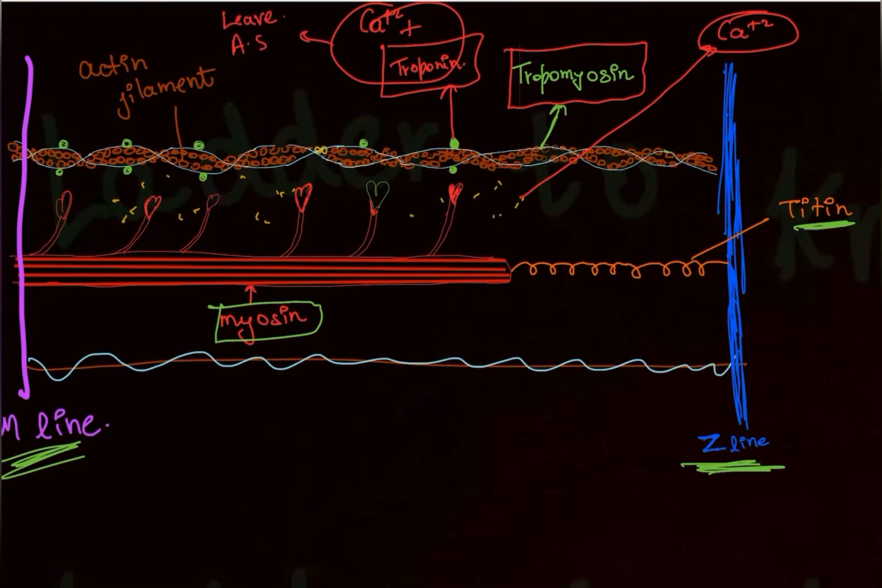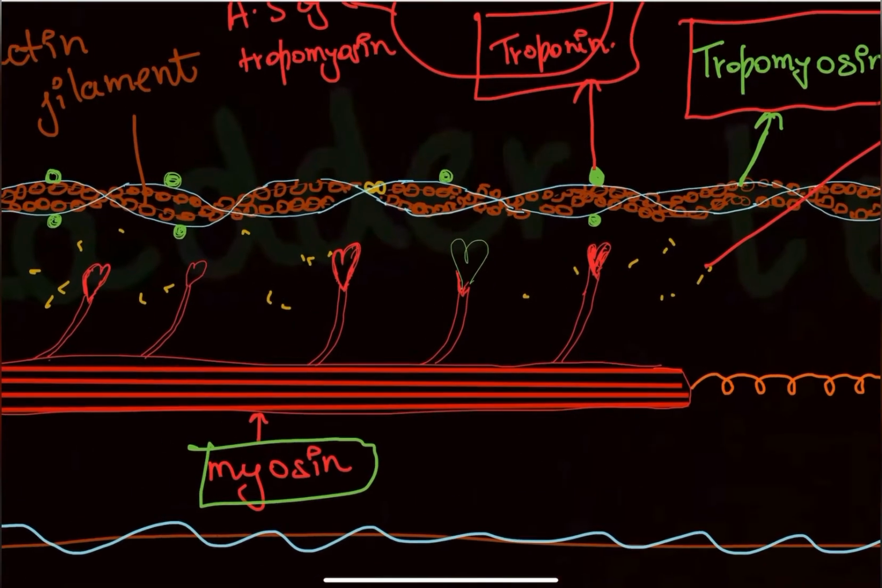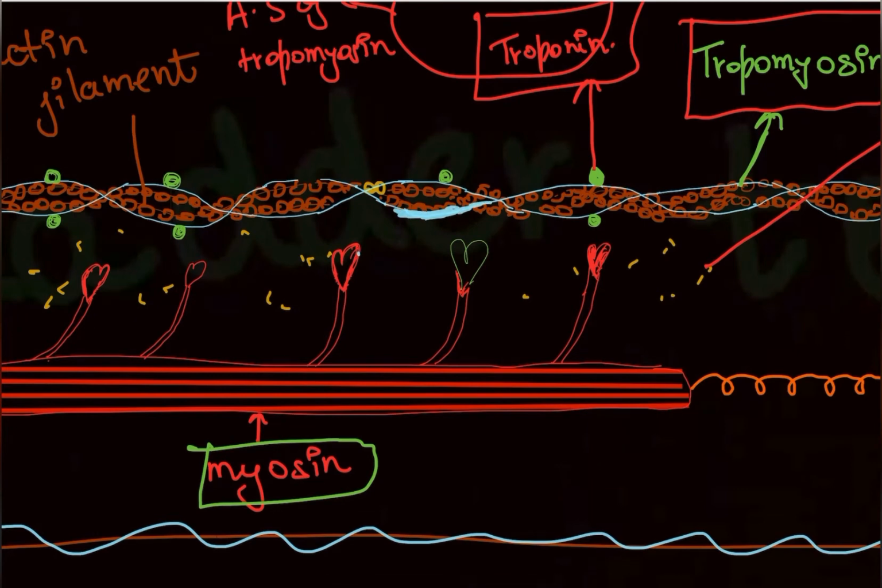tropomyosin. And now this active site is open. Just imagine the troponin is removed, because calcium takes it. So here on this myosin head we have ATP. Now the ATP will hydrolyze and divide into ADP plus inorganic phosphate. Now this inorganic phosphate will be removed from here.